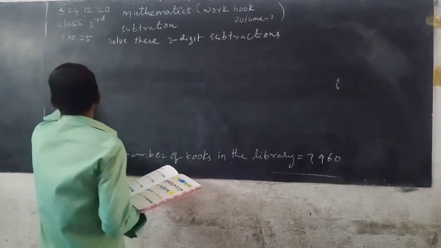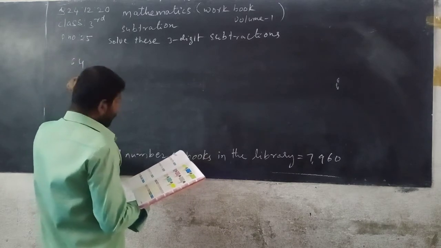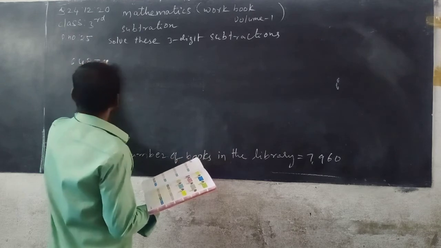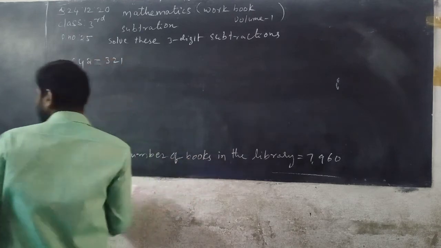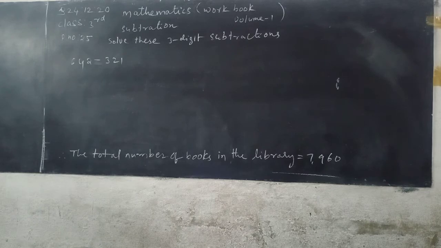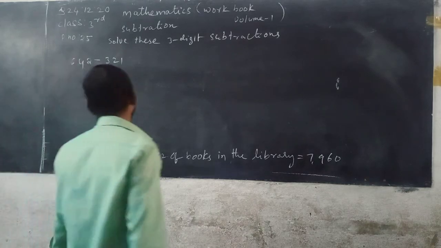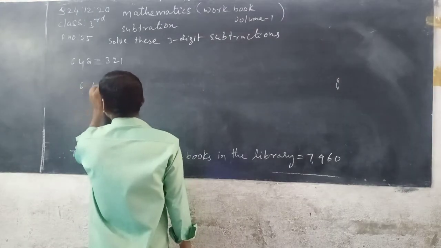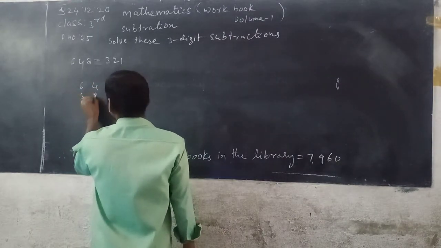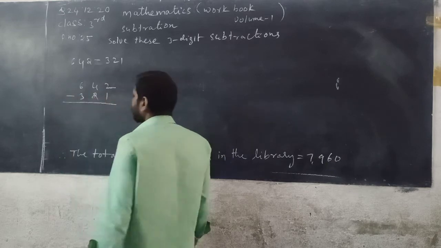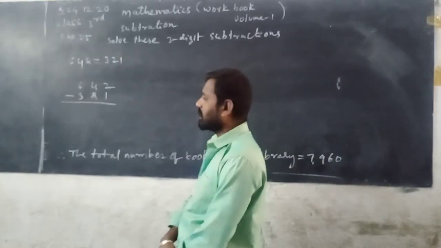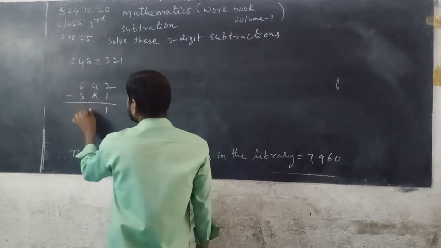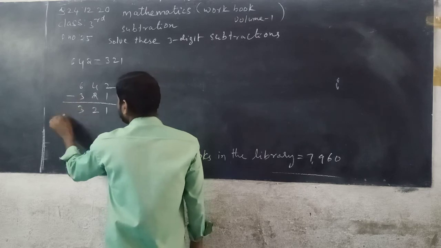First one, 642 minus 321. First write the given numbers in column form according to their places. 642 minus 321: first we subtract the digits in the ones place, next the tens place, next the hundreds place, respectively. 2 minus 1, 1. 4 minus 2, 2. 6 minus 3, 3.